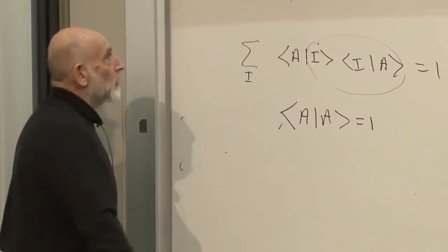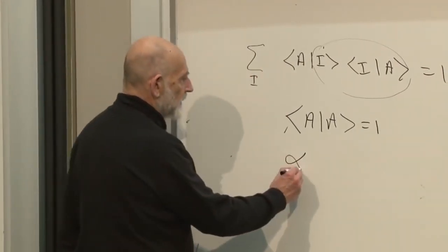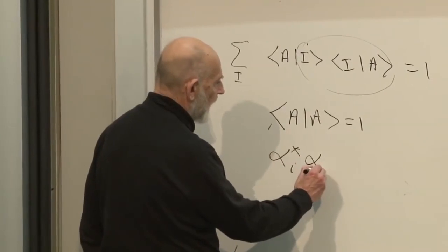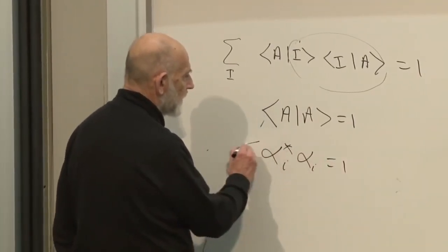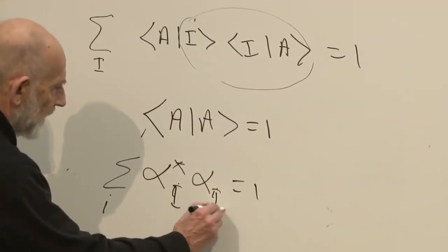It's equivalent in terms of the alphas. The alphas are up there also. It's equivalent to the sum of alpha star I alpha I equals 1.